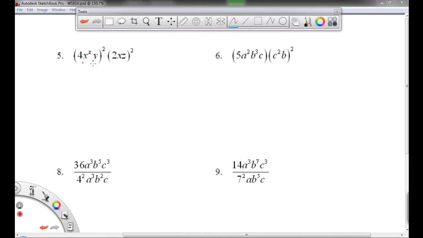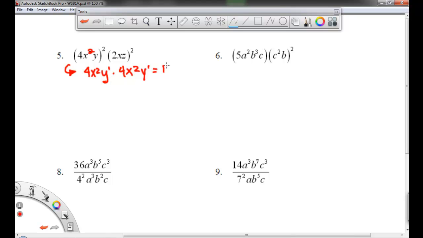The next problem that we'll do is problem number 5. It's very similar to the last one we did in that we have a base raised to an exponent, and then we have another base raised to an exponent. On your worksheet, I think you need to fix that x to the z. That z actually needs to be a 2. From what we did in the last problem, we're going to have 2 of these, because this base is raised to the 2 power, so that's 4x squared y to the 1st times 4x squared y to the 1st.